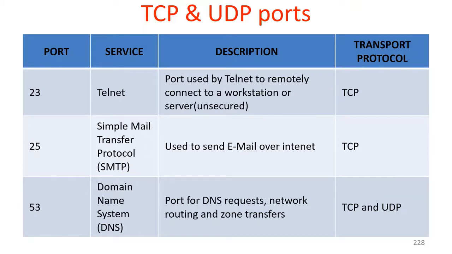And then 53, Domain Name System. What is the Domain Name System? The main purpose of a DNS server is converting domain names into IP addresses. For converting different domain names into IP addresses, you are using the DNS service. Here, it is 53 for DNS service, the port for DNS requests, network routing and zone transfer. TCP and UDP are the transport protocols.